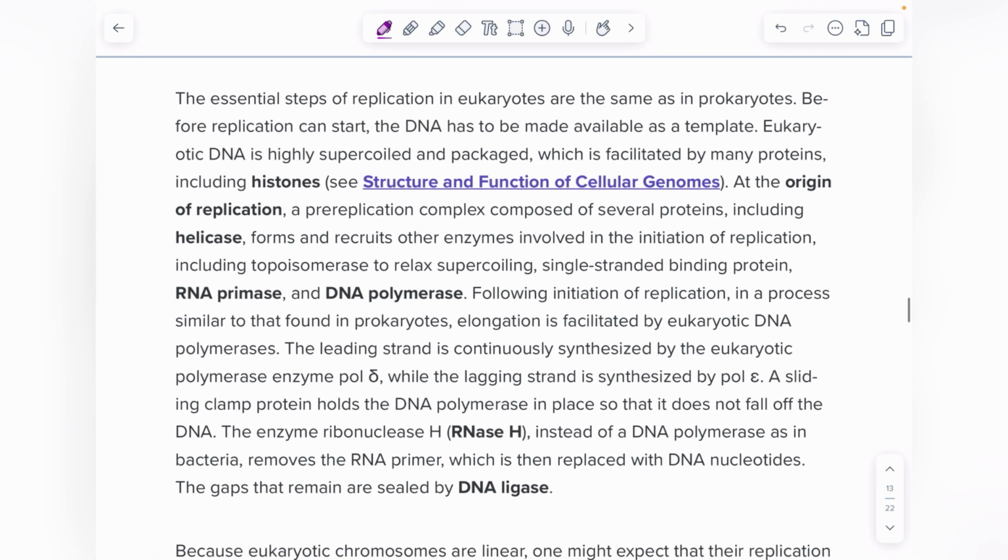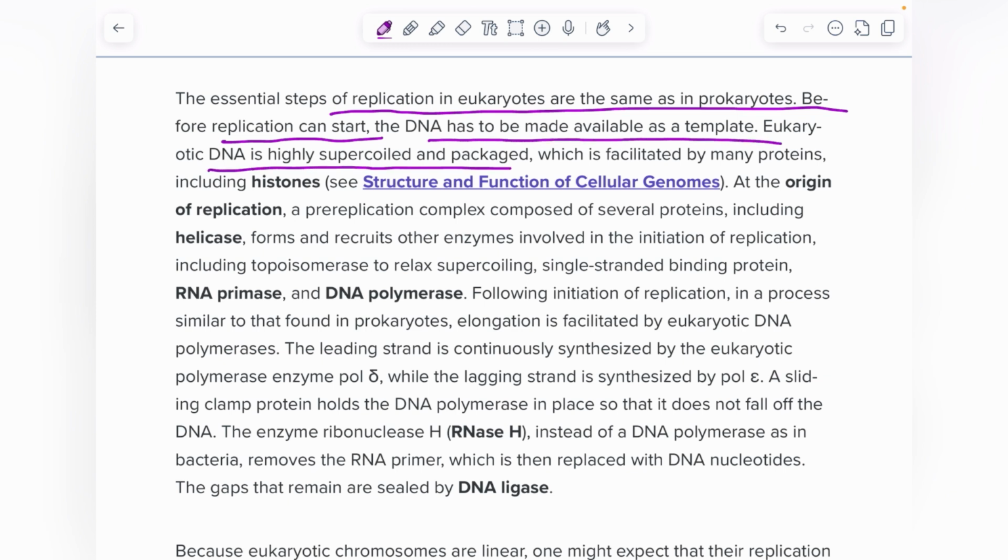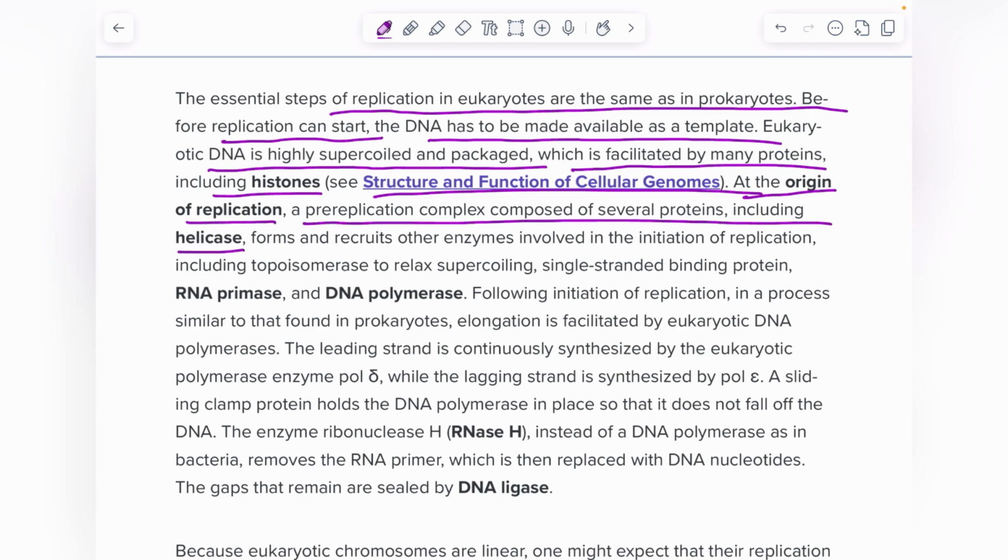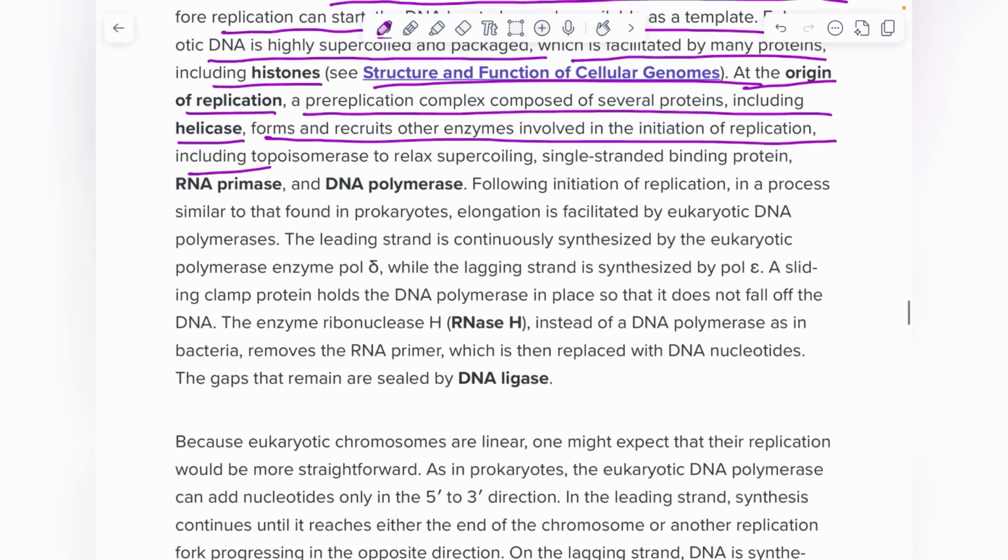The essential steps of DNA replication in eukaryotes are the same as in prokaryotes. Before replication can start, DNA has to be made available as a template. Eukaryotic DNA is highly supercoiled and packed, which is facilitated by many proteins including histones. At the origin of replication, a pre-replication complex composed of several proteins including helicase forms and recruits other enzymes involved in initiation of replication, including topoisomerase to relax supercoiling, single-stranded binding protein, RNA primase, and DNA polymerase.